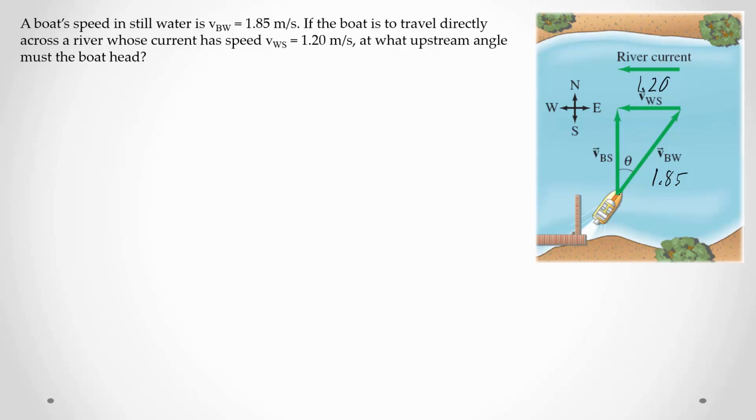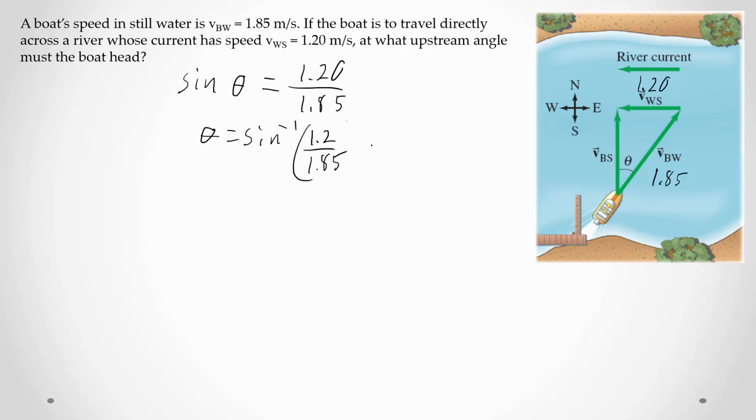So in this case, we can just use some trigonometry. We've got a triangle here, and we have the opposite and the hypotenuse. So the trig function that relates those things is the sine function. And theta is what we want to find. So we can just say that sine of theta is the opposite, which was 1.2, over the hypotenuse, 1.85. You're going to have to take the arc sine of this, right? Theta equals arc sine of 1.2 over 1.85. And voila, you get a 40.4 degree angle relative to the line perpendicular to the shore.